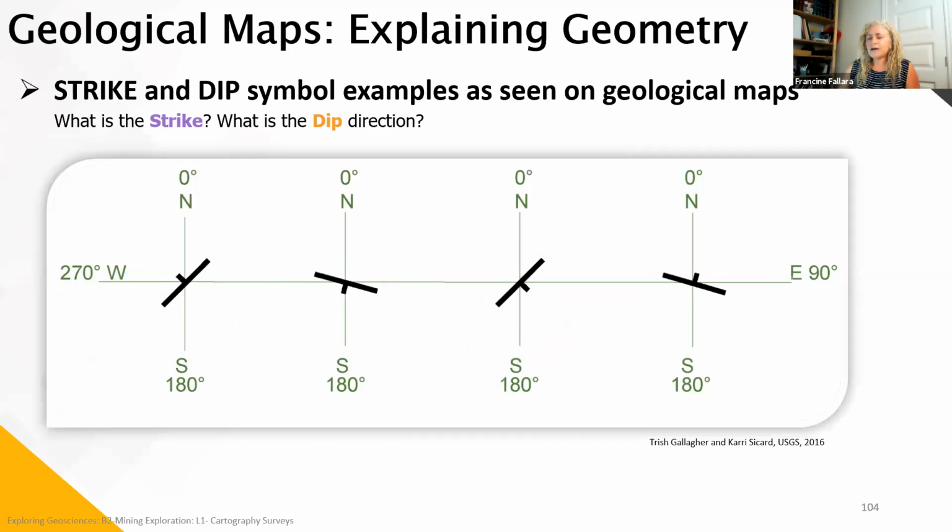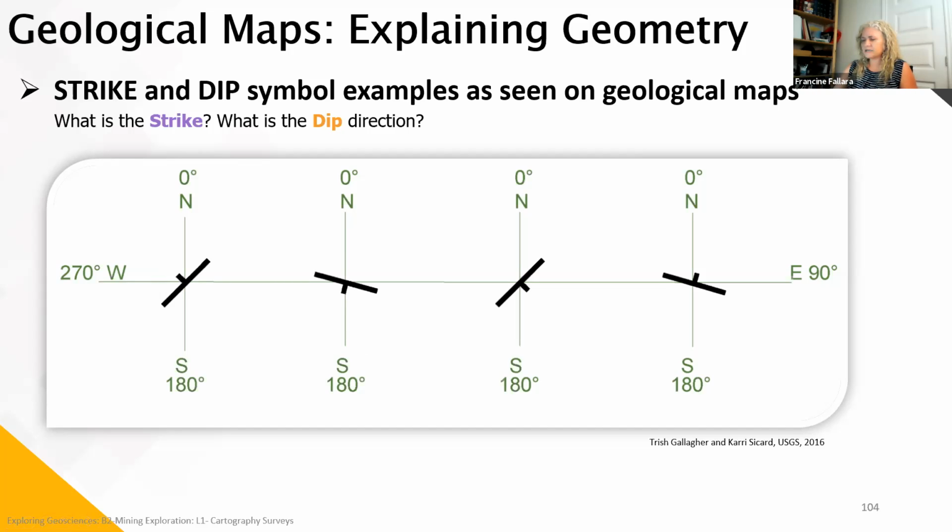So if you're looking at a map, this is the simple symbol used to show strike, which is the longest part, and the dip, which is the little part. And you need to put the measurements. So how would you go about it?